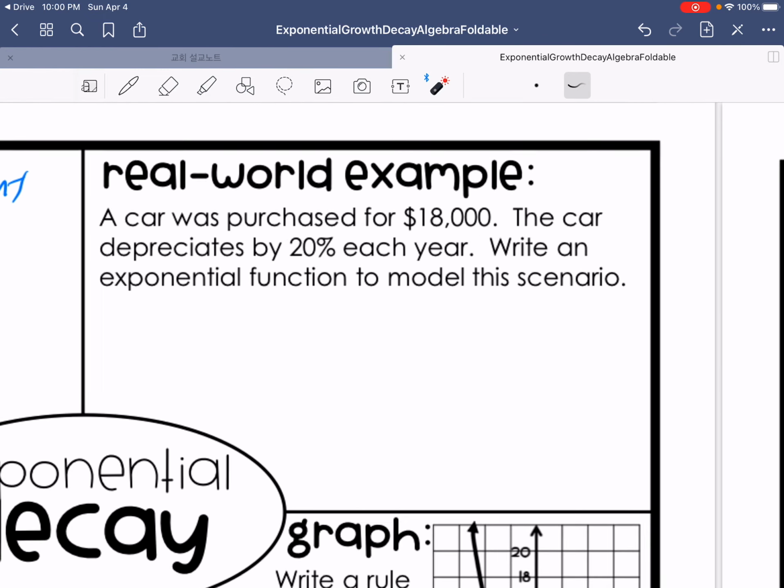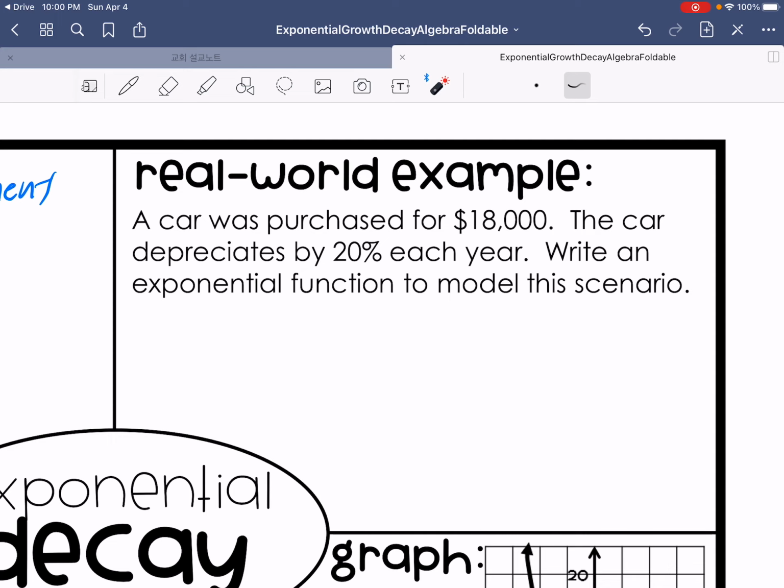All right, let's do a real world example here. A car was purchased for $18,000. So you buy a car and you paid $18,000. That's a fair price for a new car. The car depreciates by 20% each year. So the car's value will decrease 20%. Depreciate, if it starts with D, that means it decreases. Decrease by 20% each year. So we have to write an exponential function to model this scenario. Okay?